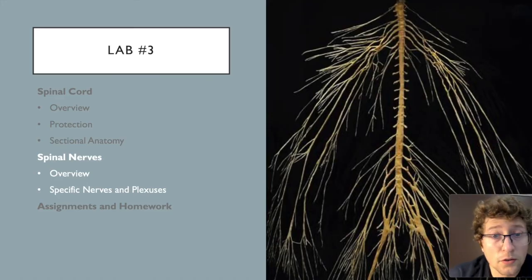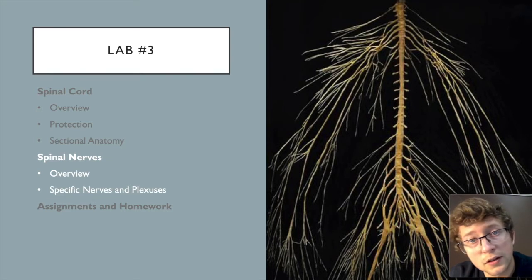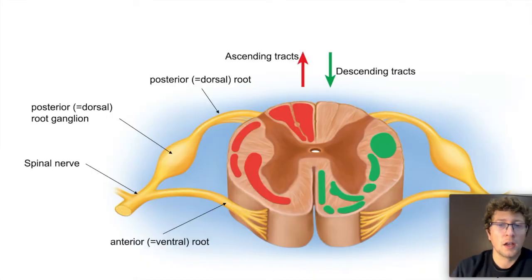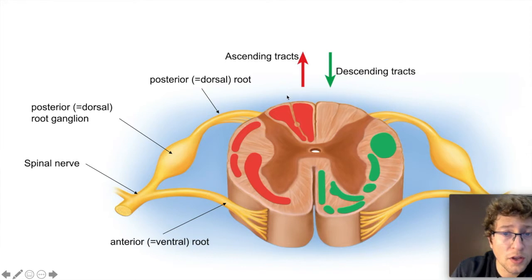Okay, so now we're ready to look at the spinal nerves. We just covered the spinal cord, and now we're looking at how sensory information is going to come into the spinal cord, and motor information will leave the spinal cord and activate skeletal muscles. In general, ascending information will be going through the posterior white column, and descending information will be going through the anterior white column. But don't worry too much about the ascending and descending tracts. We are much more interested in these nerve connections.